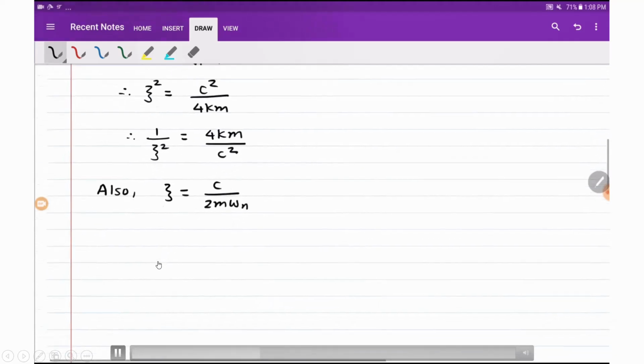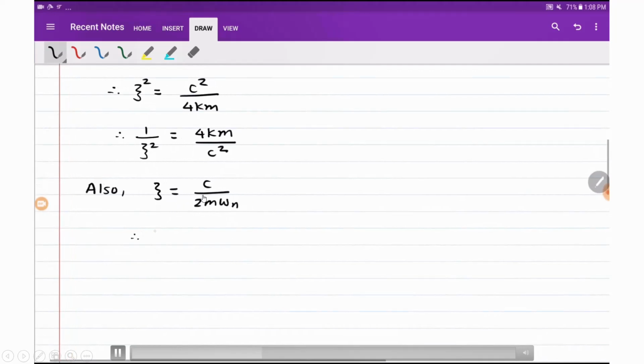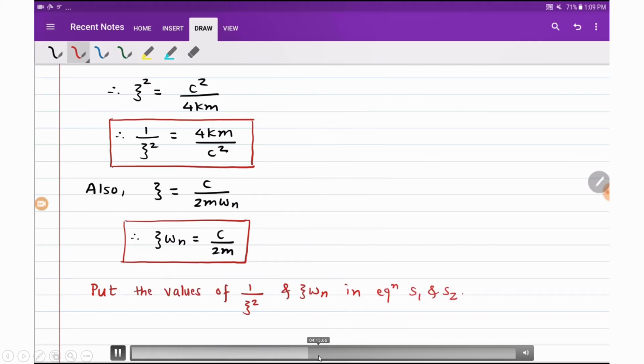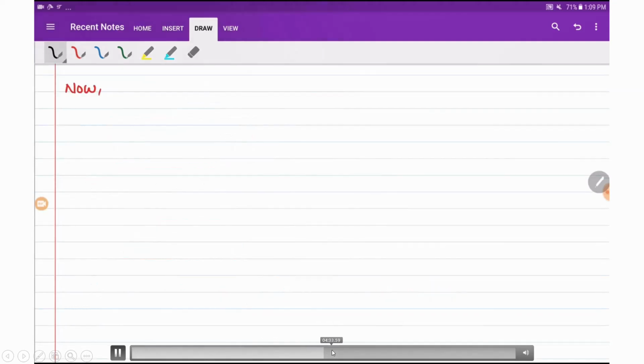Also we have another expression, that is zeta is also equal to C upon 2m omega n. So if you cross multiply by this omega n over here, then only C upon 2m will remain. So these two terms are important for us for the further derivation, and therefore we have derived this particular form so that we can easily substitute it in the expressions of S1 and S2 which we have already seen.